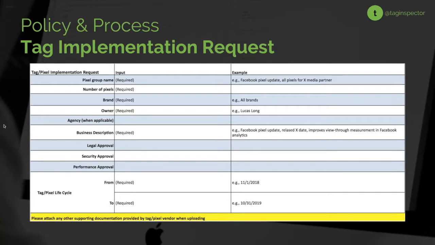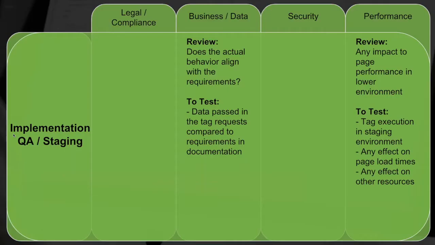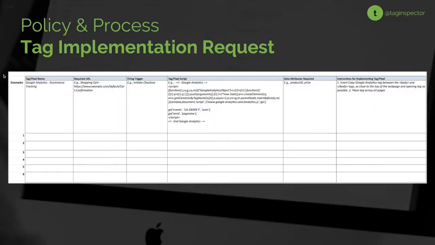So putting in all these different inputs gives you a very simple one place to have all the business context for a particular tag. And then in a second sheet of the same implementation request document, we can also have the specifics for the technical implementation. So the tag or the pixel name, required URL or pages on which the tag should be executing, the firing trigger, so the events or the user actions that should be initiating that tag to load, the actual script that's going to be implemented, data attributes that are going to be required, and then any instructions.